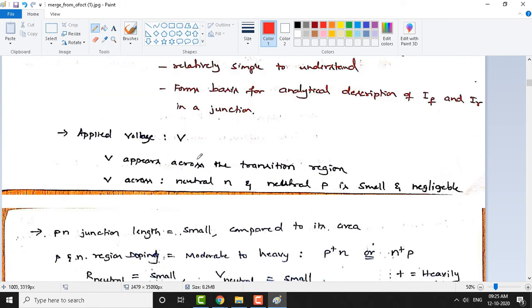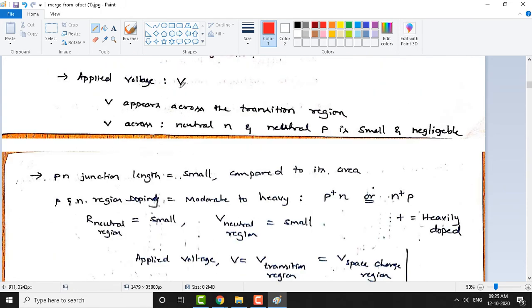The applied voltage, whatever you apply through external biasing, where does it go here? The entire applied voltage appears across the transition region or depletion region, because the neutral N region and neutral P region, though they are present in the PN junction, have a very, very small drop, because there are equal numbers of electron hole pairs here. The voltage across the neutral N region or neutral P region is very small, so it can be neglected.